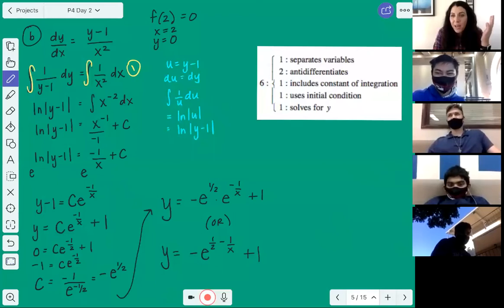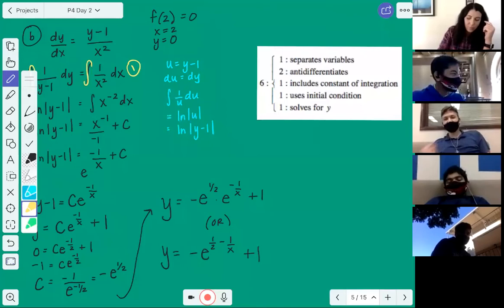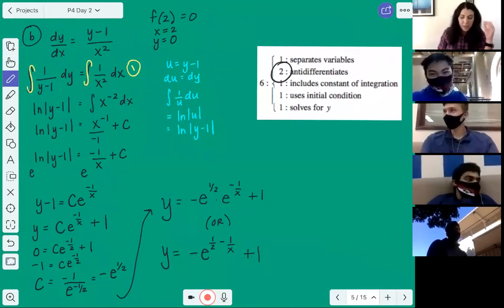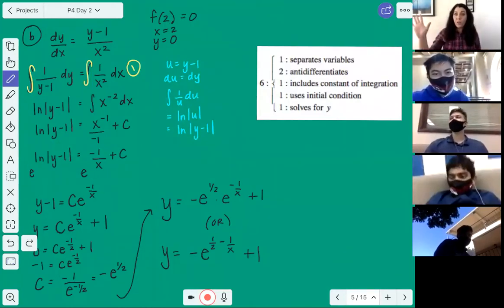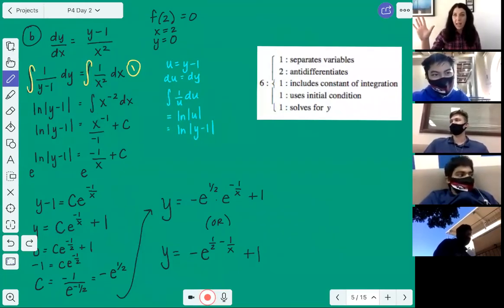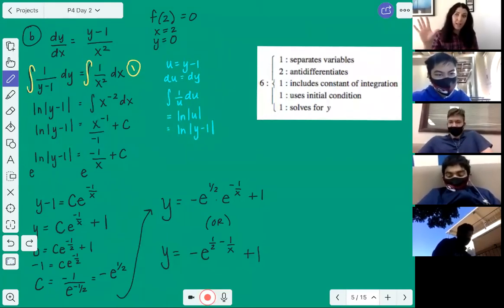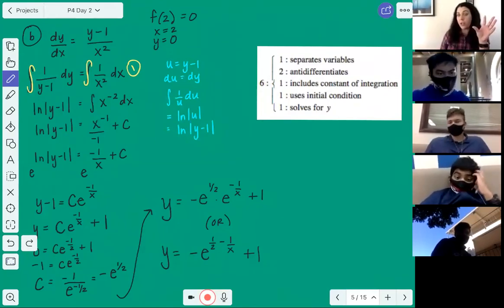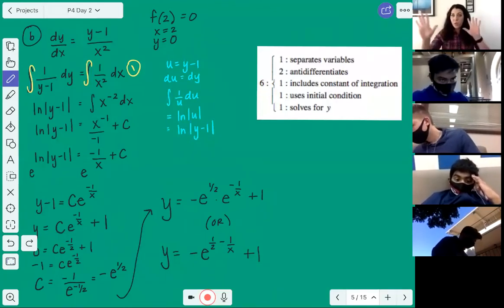Show your u sub. We end up getting ln of absolute value of y minus 1. You'll notice on this problem, we have 2 points for the antiderivatives. Here's how that works. Make sure you're focused. That means you get a point for the antiderivative on the left side. So that's ln of absolute value of y minus 1. Let's say you forgot the absolute value. You don't get the point for that antiderivative on the left side, but you could still get the point for that integral on the right-hand side. But then we would stop grading after that. Okay, so those are 2 separate points.